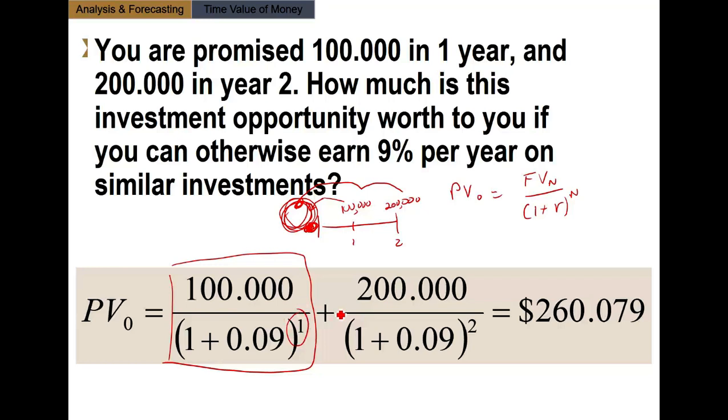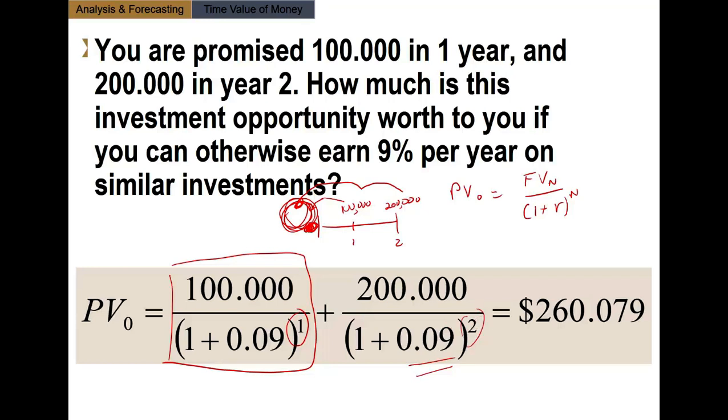You just divide it by 1 plus your opportunity cost of capital, the 9% raised to the first power. The $200,000, because it's located 2 years into the future, you're going to divide it or discount it by 1 plus the 9% raised to the second power. If the $200,000 had been in year 3, then you would have had to divide or discount the $200,000 by something raised to the third power.